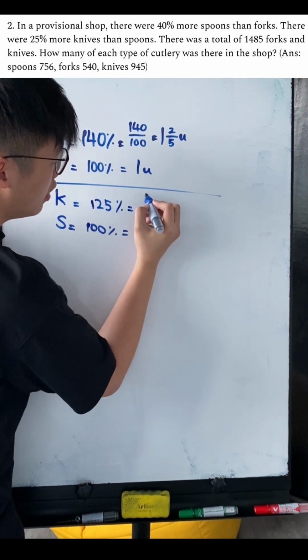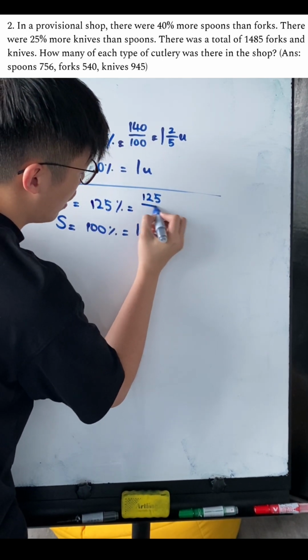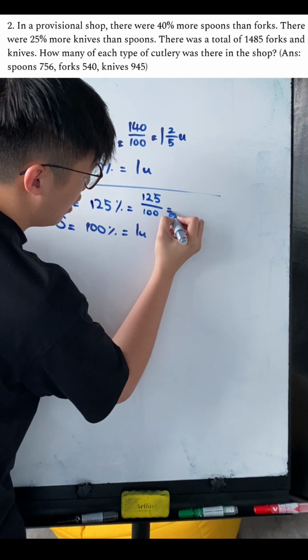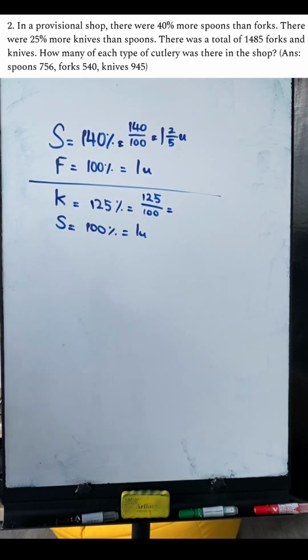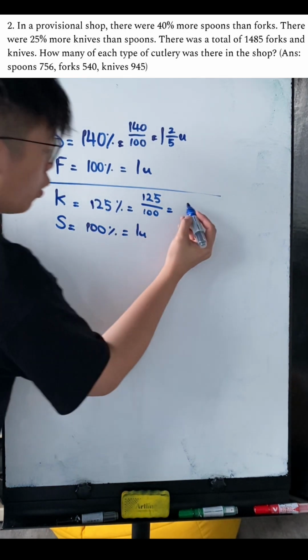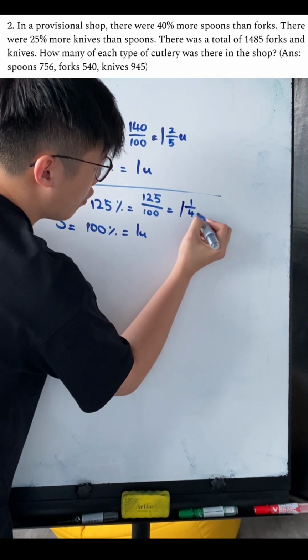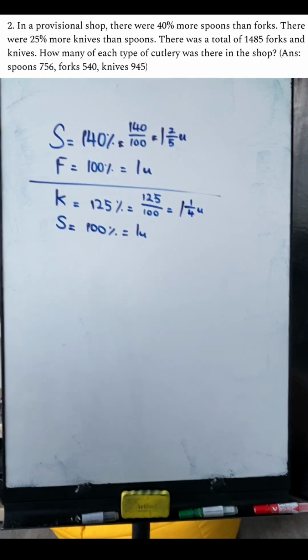You understand what I'm saying? Which is 125 over 100. Do you agree so far? We have to turn that into a fraction. That becomes 1 1/4 units. Do you agree or disagree? Agree. Okay, now, doesn't this make sense, right?